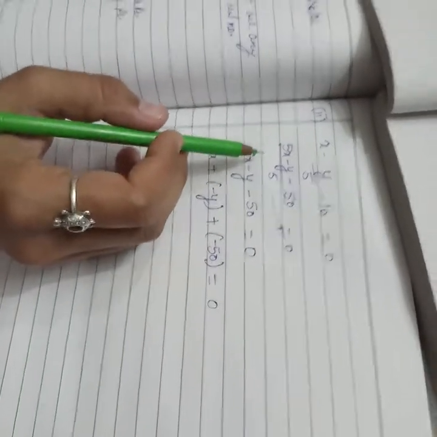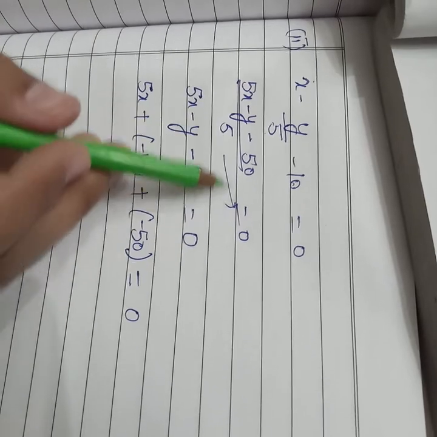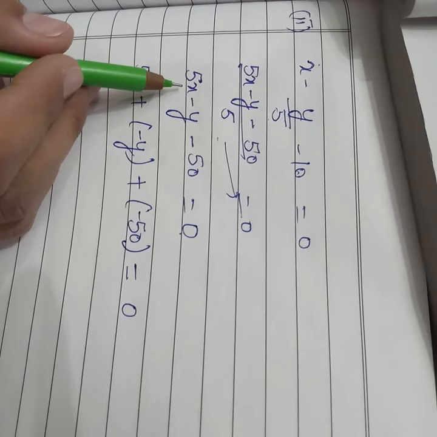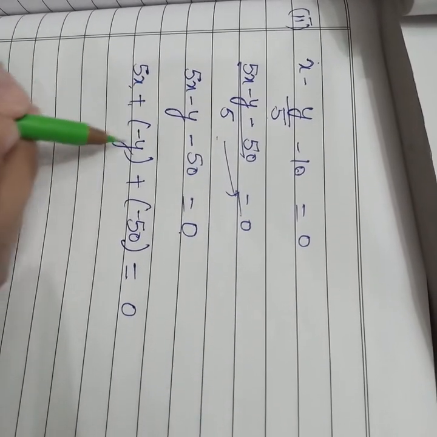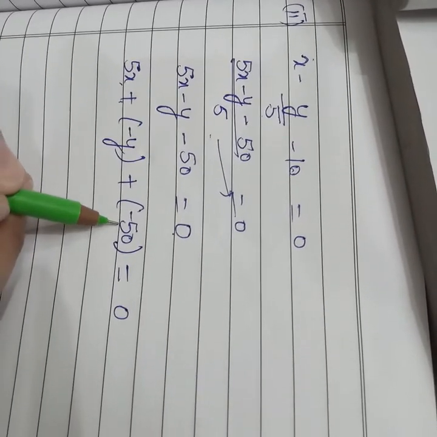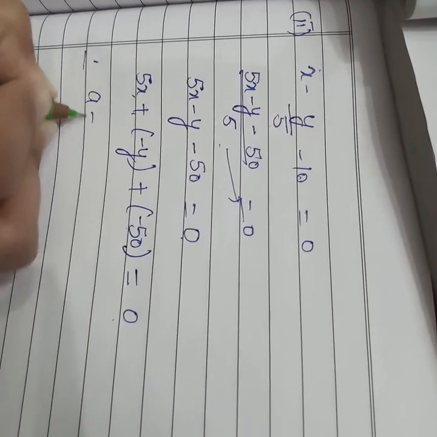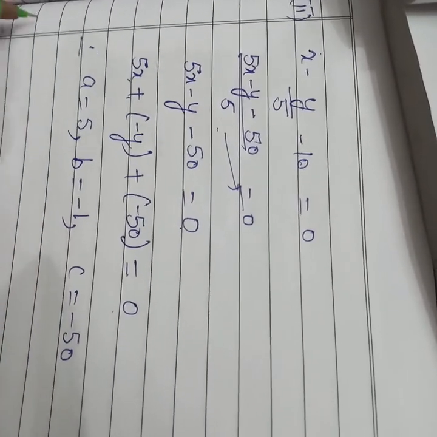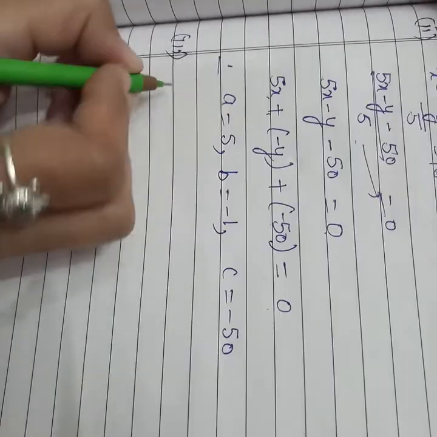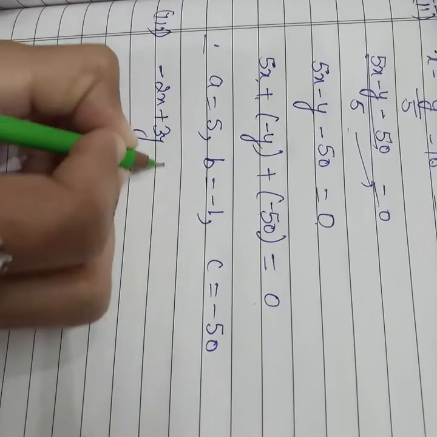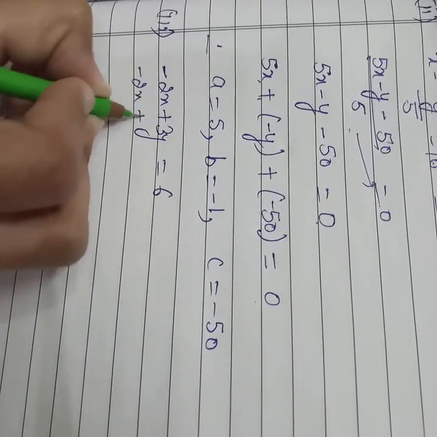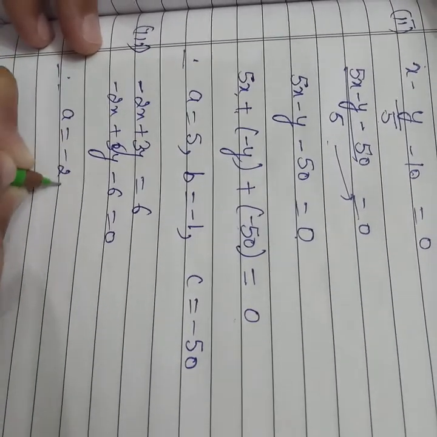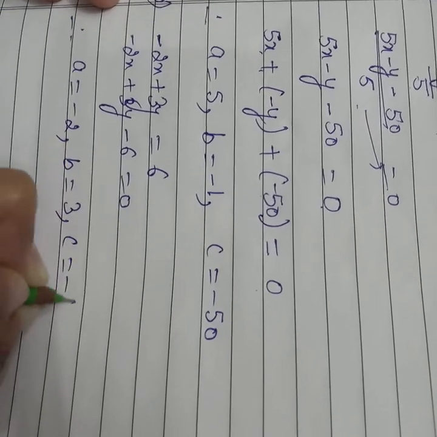Now by taking the LCM we get 5x minus y minus 50 by 5 equals 0. Again by cross multiplying, 5 into 0 is 0, we can write it as 5x plus negative of y plus negative of 50 equals 0. Therefore a equals 5, b equals minus 1, c equals minus 50. Now in the third part, here it is 2x plus 3y equals 6. Again 2x plus 3y minus 6 equals 0. Therefore a equals 2, b equals 3, c equals minus 6.